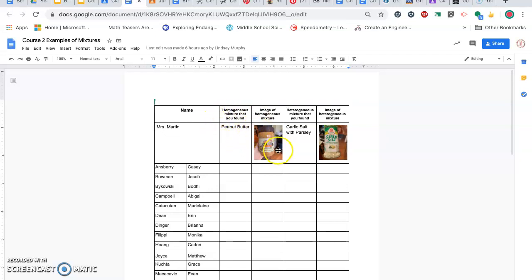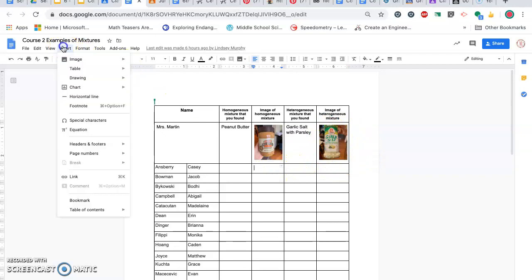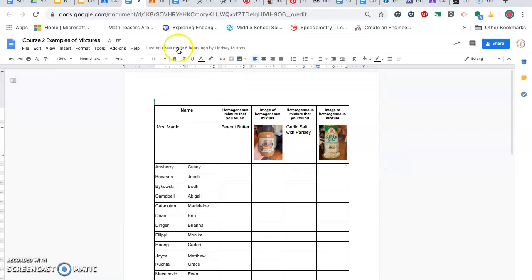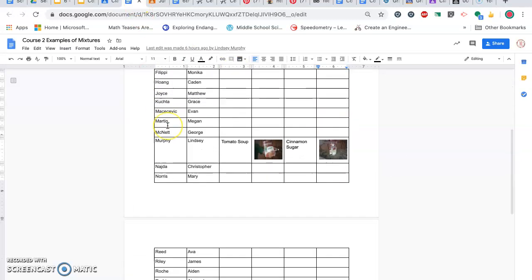And then you're going to take a picture and you're going to upload it. And then you're going to tell me what heterogeneous mixture you found. And you're going to take a picture and upload it. And you can just insert your image in the cell using this insert image. All right. Save it onto your drive. That's probably the easiest way to put the image on your drive and then just upload it into the cell. All right, so that's easy enough and we'll have a nice collection.